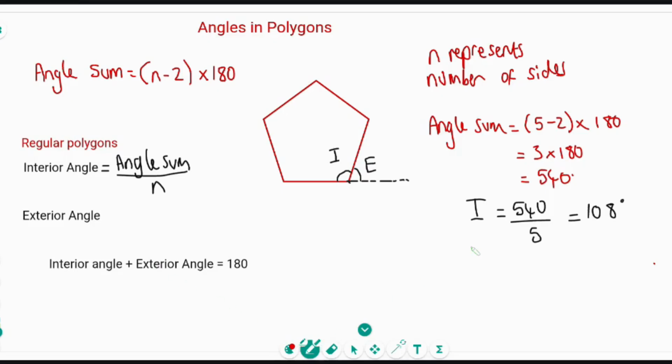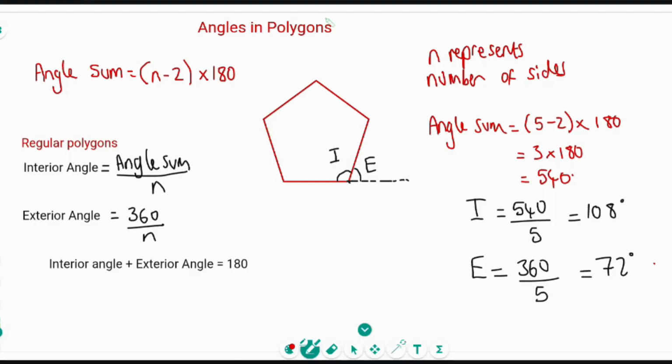So we could work it out by doing 180 take away 108. Another formula which is useful, and you do need to know this, is 360 divided by the number of sides will also give you the exterior angle. So we have 5 sides. 360 divided by 5 is 72 degrees. So I suggest memorising all of these formulas before your exam.